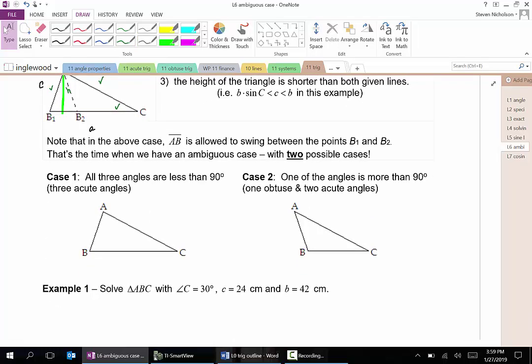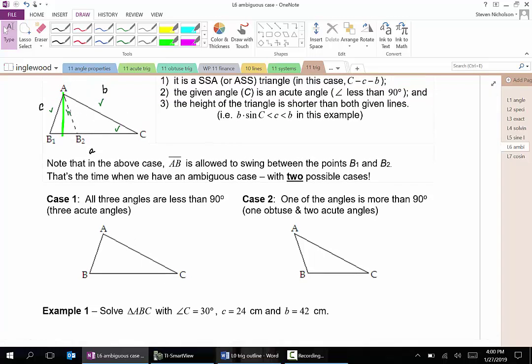You may not know which triangle is actually drawn, or which triangle to draw, or which triangle you're actually asked to answer. And in that case, you have to be ready to deal with both of the possible solutions. So these two examples right here, case number one is the solid triangle above. So it's A to B1. So in this one right here, this would be B1.